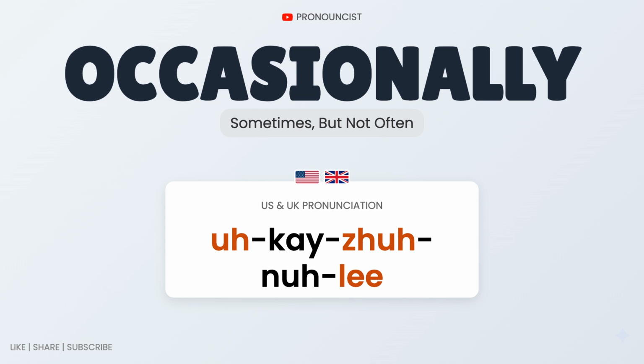Occasionally. Stress: K. Keep the J soft and the L smooth. Occasionally. Practice repeatedly and you'll soon be able to say this word perfectly. The best way to practice is to repeat the syllable multiple times.